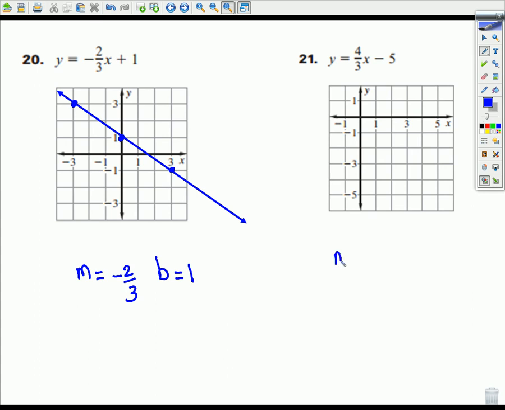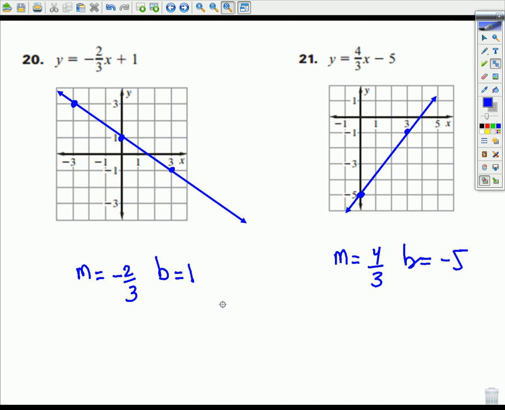Problem 21, for an example, we have the slope is 4/3 and the y-intercept is the -5. So I'll come down to -5. I cannot go down 4, so I'm forced because of this graph paper to go up 4. So 1, 2, 3, 4, and it's a positive slope, so I need 1, 2, 3, my point to be up here so that when I graph it from left to right, it's going up.